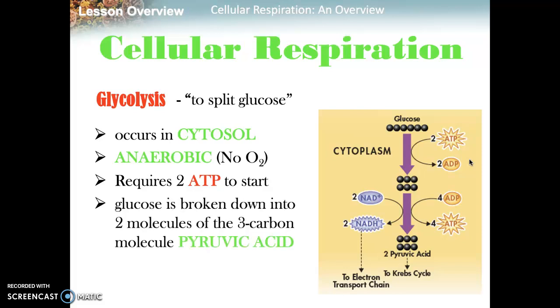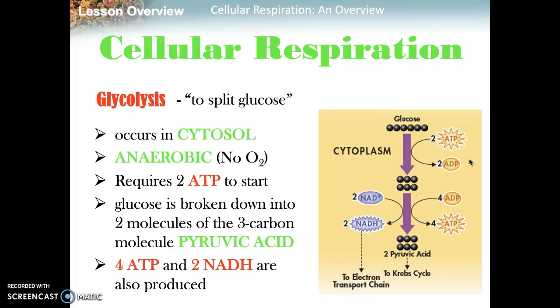Okay, so there is some activation energy, and it costs us 2 ATP. During glycolysis, as the name indicates, we are going to break glucose down. And when we break glucose down, we're going to split it into two molecules of pyruvic acid. Now, glucose is made up of 6 carbons. Each pyruvic acid is made up of 3 carbons. So we go from one single 6-carbon compound to 2 3-carbon compounds. Okay, and once we have produced that, pyruvic acid gets moved into the mitochondria, where we can start the next step of cellular respiration.